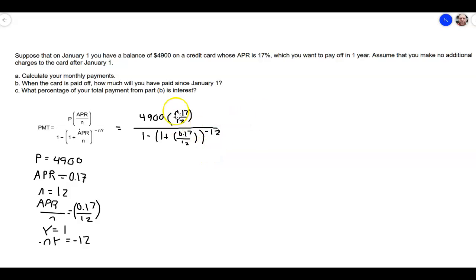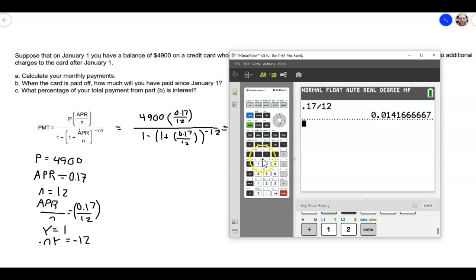So what I can do here is figure out the top separately, figure out the bottom separately, and then divide and get my answer. The one thing I want to do is make sure that I use a lot of decimal places on both the top and the bottom. So I'm going to probably use about 8 decimal places on both the top and the bottom just to make sure I get a good, accurate answer. So on the top, I'm going to do 4,900 times, in parentheses, 0.17 divided by 12.